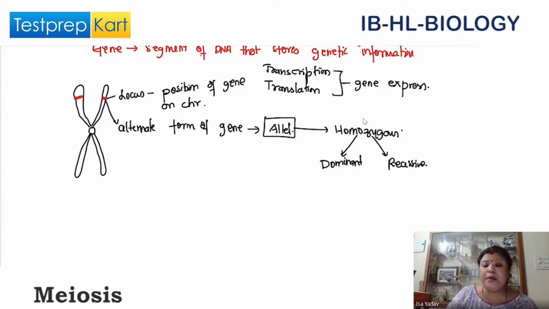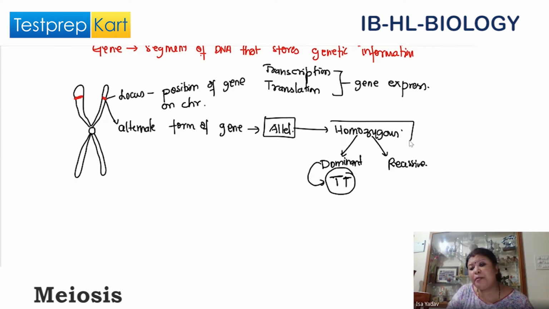So alleles can be homozygous if dominant, suppose capital letter T, capital letter T. So both are capital letters. When it is a capital letter, it means it is dominant. Homozygous, keep in mind. Homozygous recessive is small letter t, small letter t.